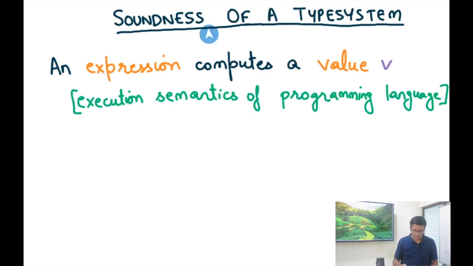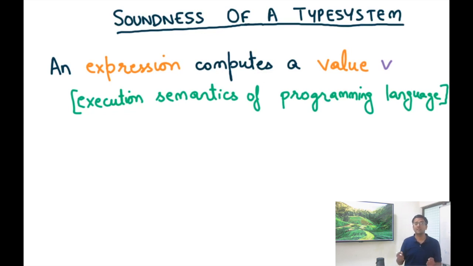Now I'm going to define the notion of the soundness of a type system. What does it mean that a type system is sound? Informally, intuitively, this means that the type system agrees with the execution semantics of the language. What do I mean by execution semantics of a language? That is what we understand the language to mean. For example, if I say 1 plus 2, we understand that this has some meaning: it's going to execute addition on literals 1 and 2. Similarly, if I say x plus y, then it's going to compute the addition operator on the runtime values of x and y.